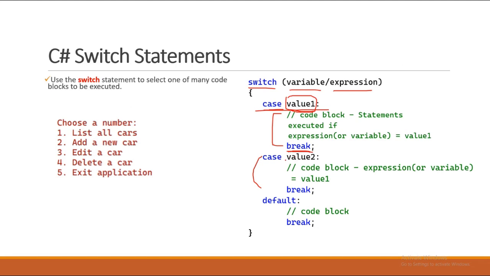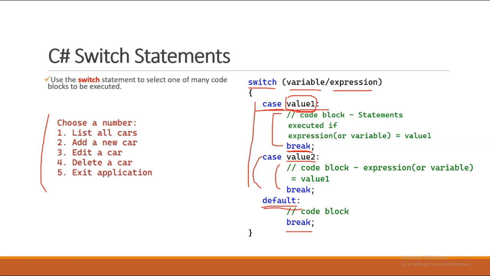If the variable is value 2, for example, then this block of code is executed. At the end of the switch case, it is optional to use default. If there is no match with any other cases, then this default block is executed. And we need to write the break command here too, and it will stop the execution of the switch case block.